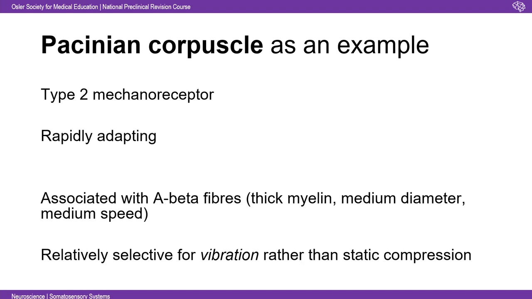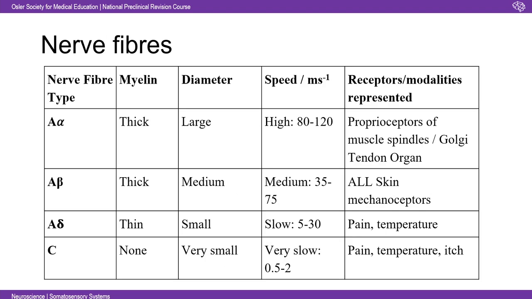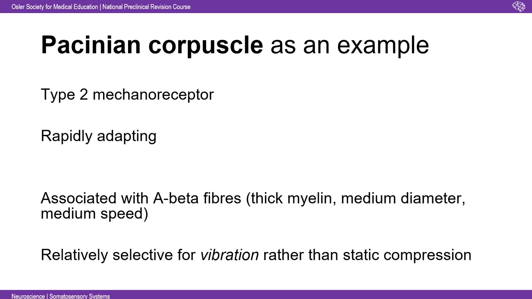And as I said before, it is associated with A beta fibers. Looking back at them, these are thickly myelinated, they're medium diameter, and they have quite a decent speed. So that would still be classified probably more as a larger fiber. Likewise, not only are they rapidly adapting, but they're also relatively selective for vibration rather than just static compression.